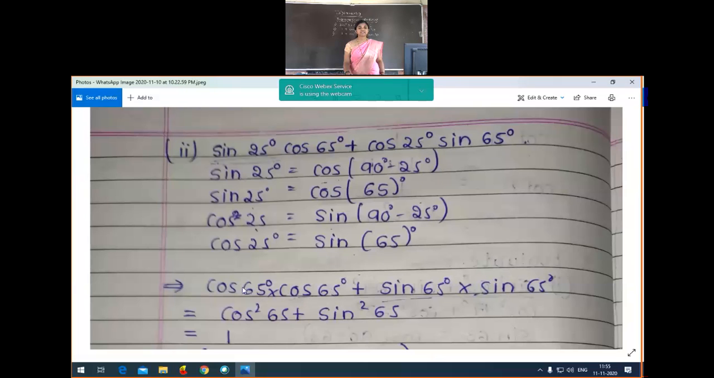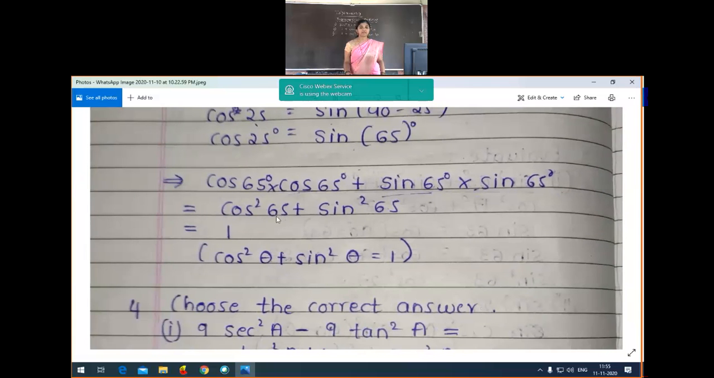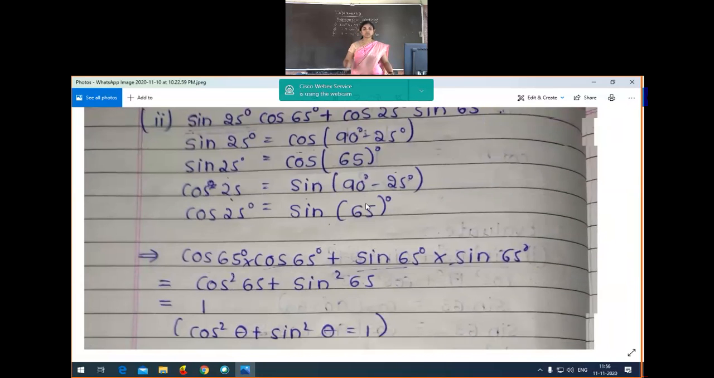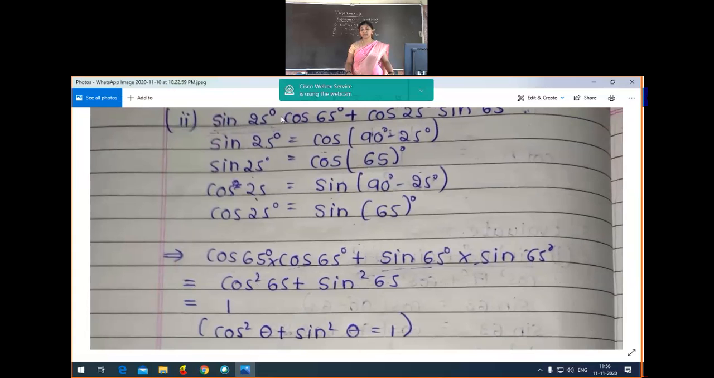So now cos 65 into cos 65 is cos square 65, plus sin 65 into sin 65 is sin square 65. Then cos square 65 plus sin square 65 is equal to 1. Answer is 1, because of the identity cos square theta plus sin square theta is equal to 1. Is that clear, students? Yes, this is the second problem. While solving the problem you have to think which one to take and which one to keep constant. That is your part. You have to work that out.